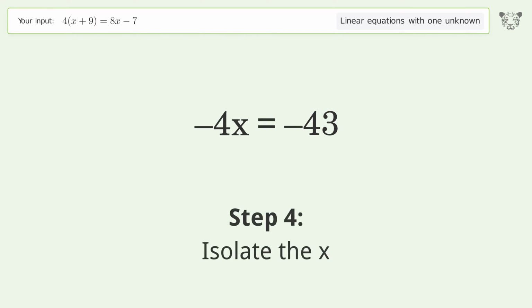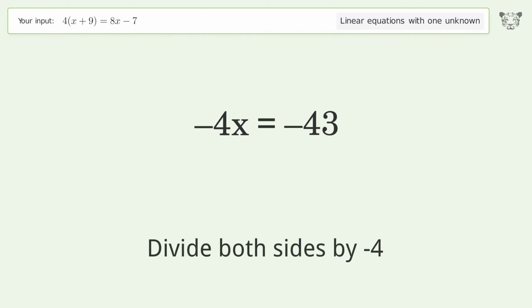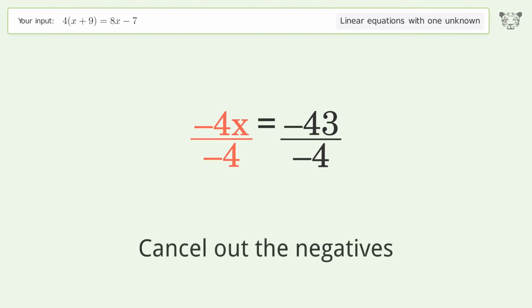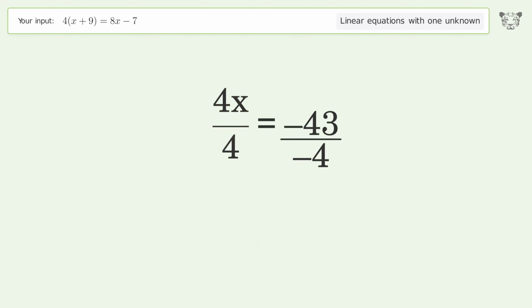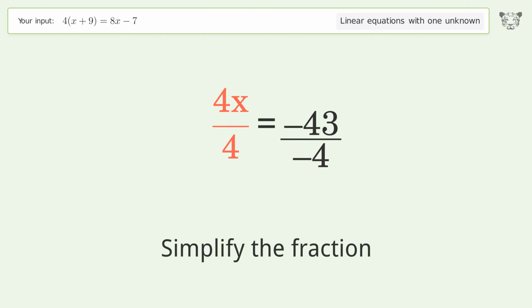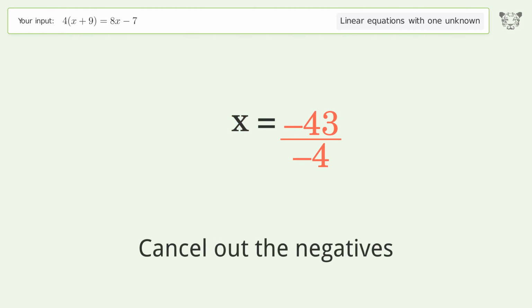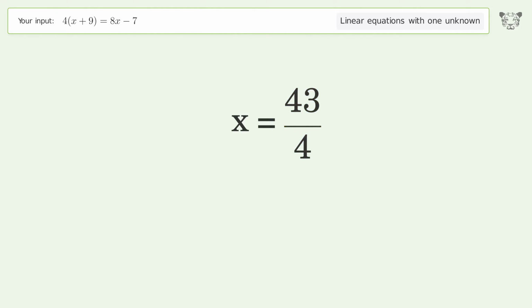Isolate the x. Divide both sides by -4. Cancel out the negatives. Simplify the fraction. Cancel out the negatives. And so the final result is x equals 43 over 4.